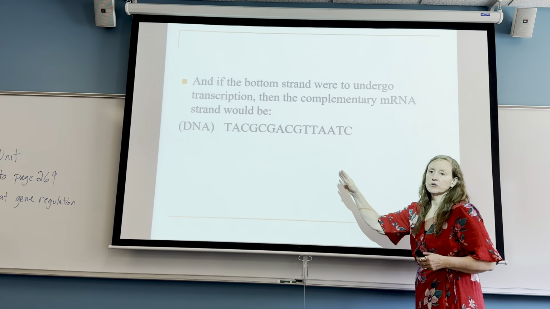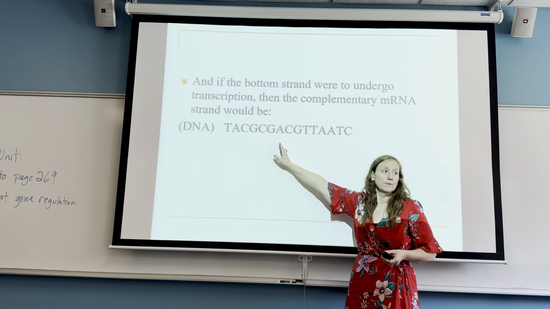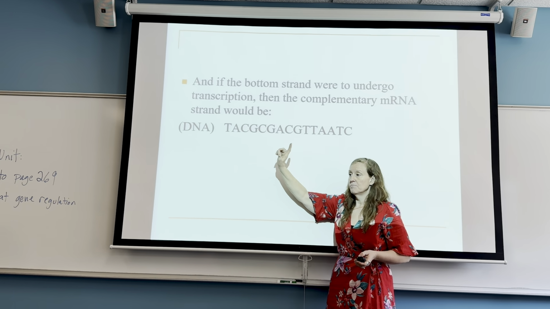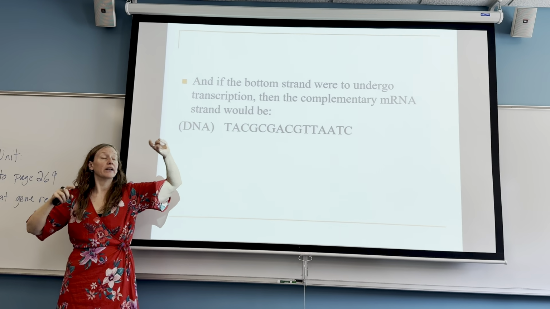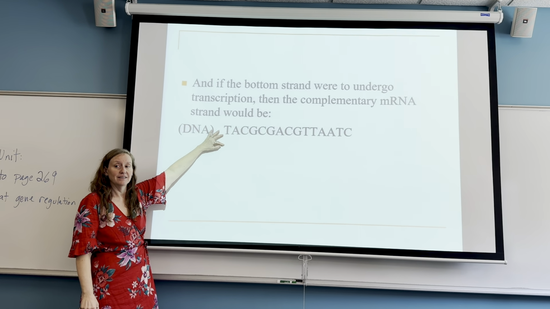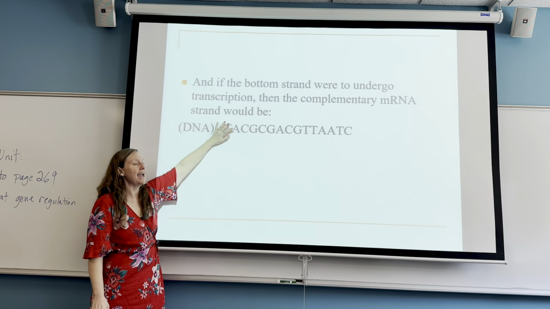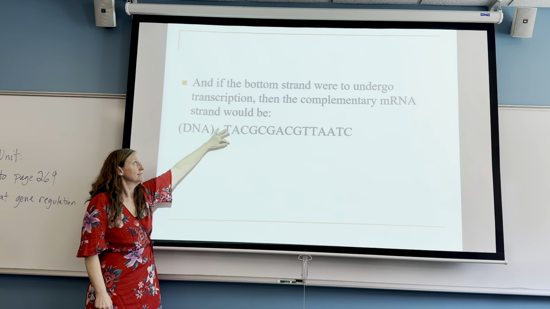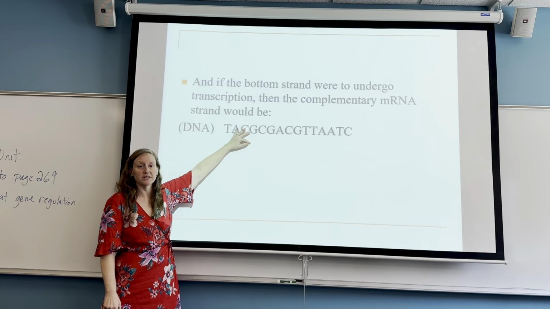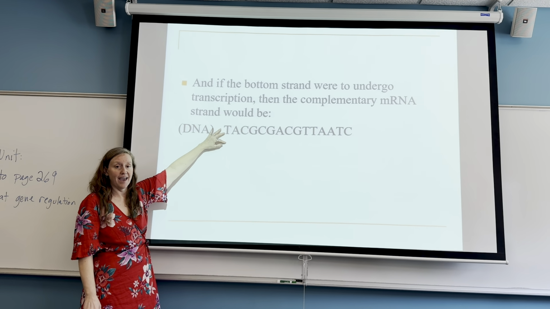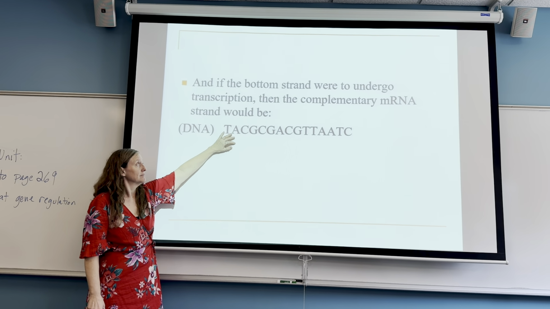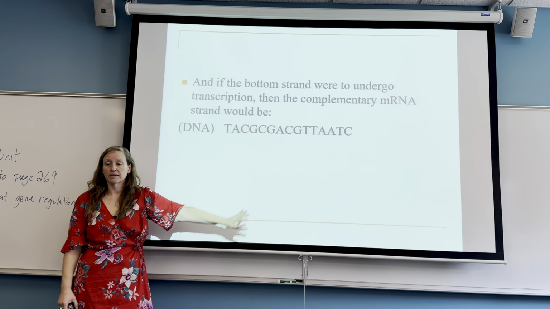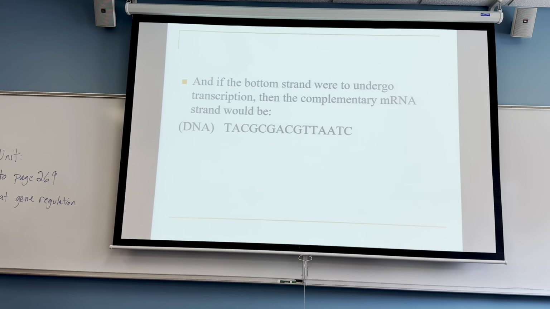Now, what you are going to do with this is make a complementary mRNA. Remember, when you're going from DNA to RNA, think what complements what? T complements A, A pairs with U, C pairs with G, G pairs with C. So T complements A, A complements U, C complements G, G complements C. So continue on. You have to remember that A will complement U. T still complements A.